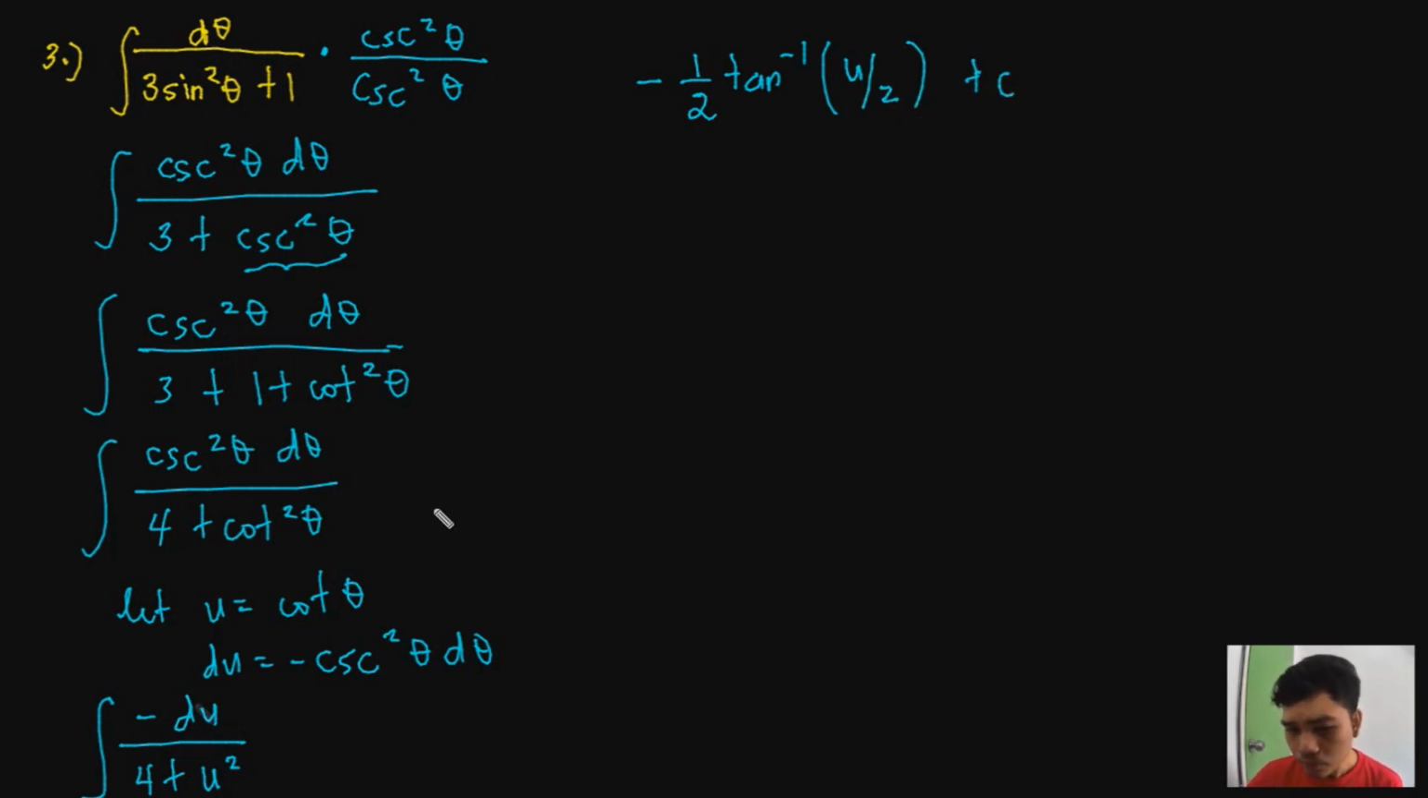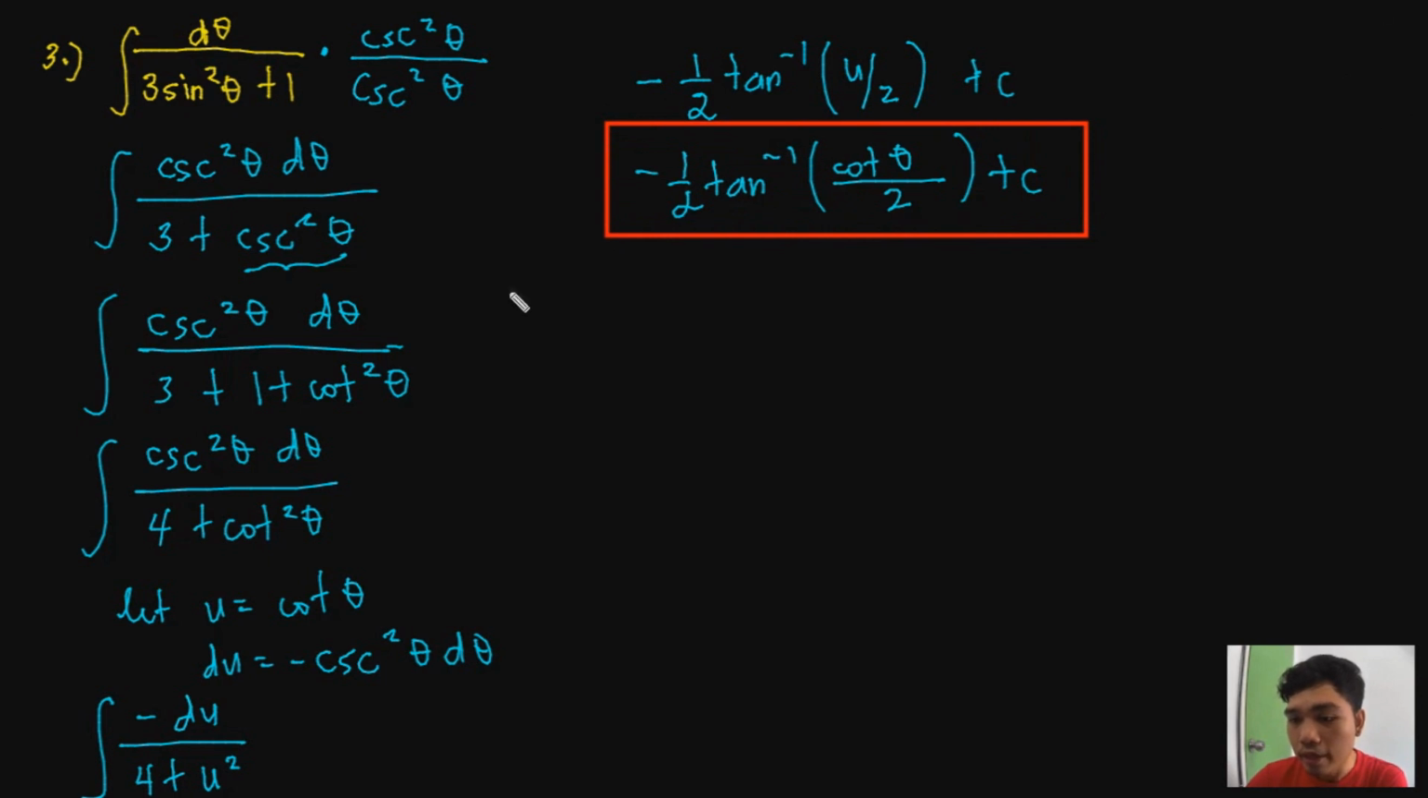Okay, so that's it for this expression. And then you can rewrite this in terms of negative 1/2 inverse tangent, and what is the equivalent of u? That is cotangent theta divided by 2 plus c. So this could be your final answer for this case. Now, what if you did u substitution in this case? Because that is possible, right, here? So let's have another solution.